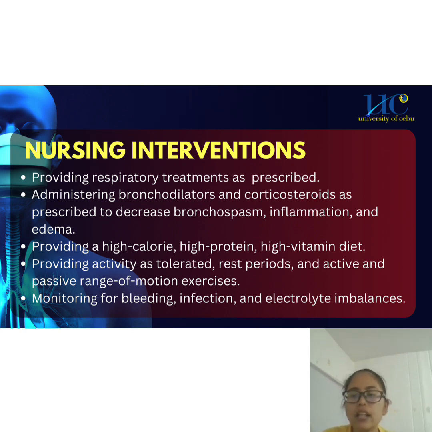Next is providing activity as tolerated, such as rest periods and active and passive range of motion. Balancing activity with adequate rest is crucial for lung cancer patients. Lastly, monitoring for bleeding, infection, and electrolyte imbalances. Lung cancer patients are at higher risk for bleeding, infections, and electrolyte imbalances, so nurses monitor vital signs, laboratory results, and clinical signs for these.